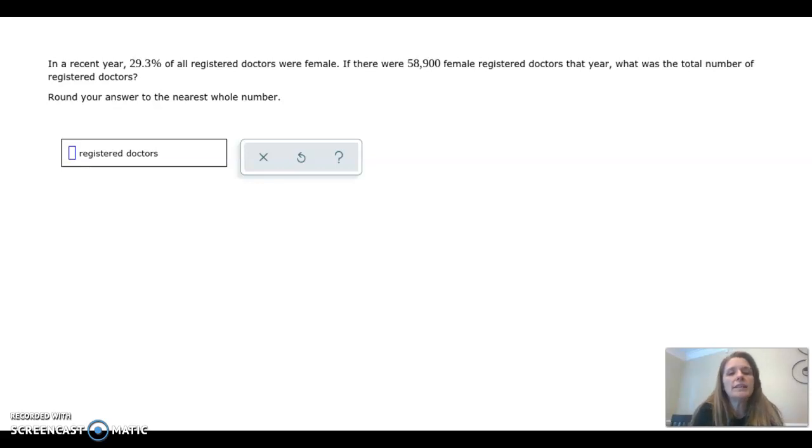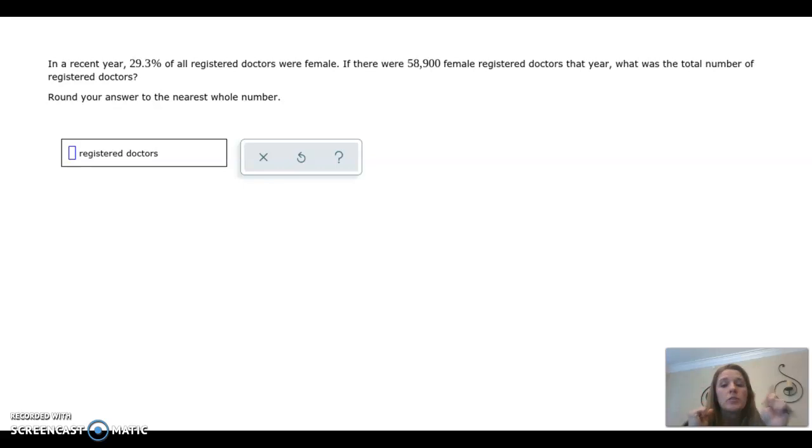Guys, okay, so we had some questions that I just wanted to go over with you on percent. So here is one. It said in a recent year, 29.3% of all registered doctors were female. If there were 58,900 female registered doctors that year, what was the total number of registered doctors? So a couple ways we can do this.